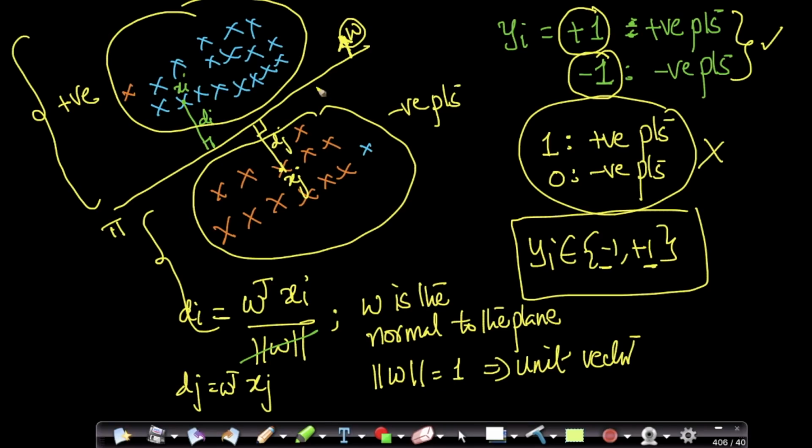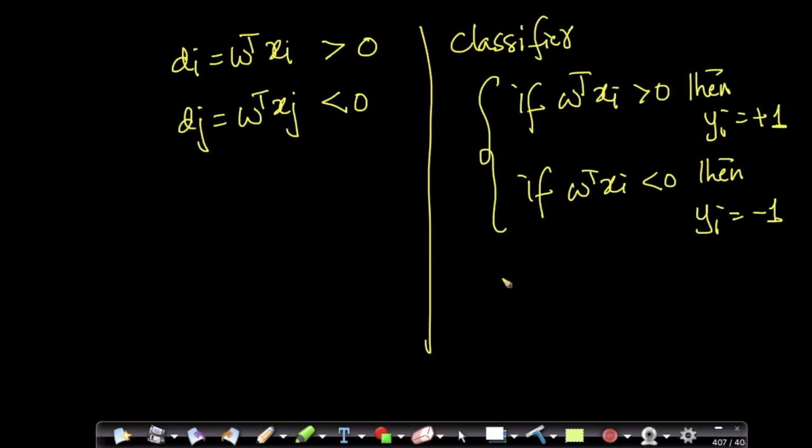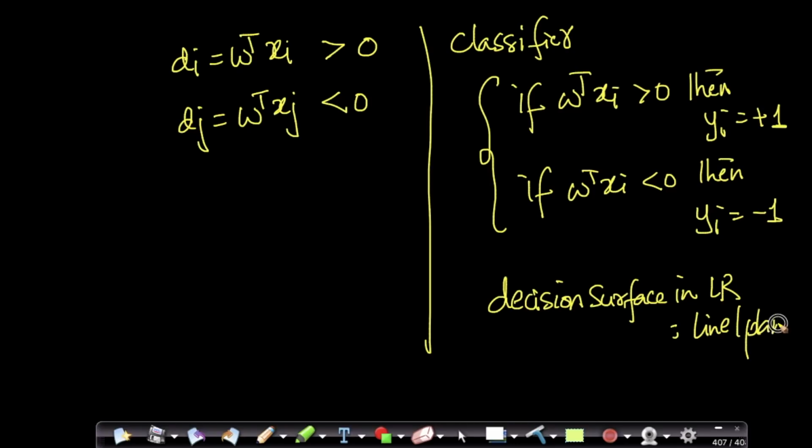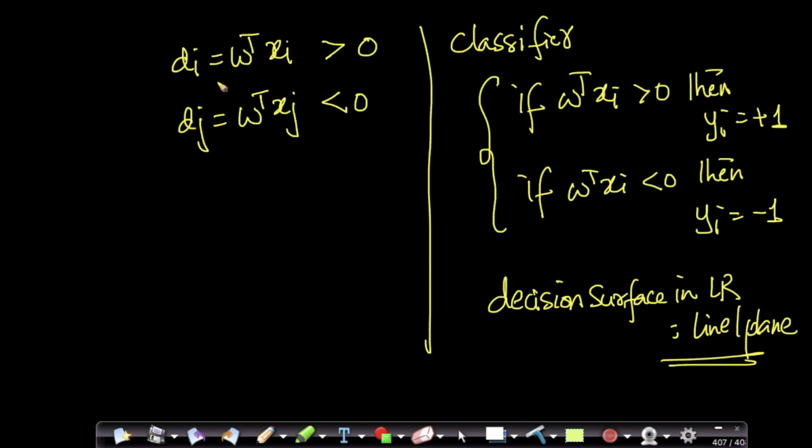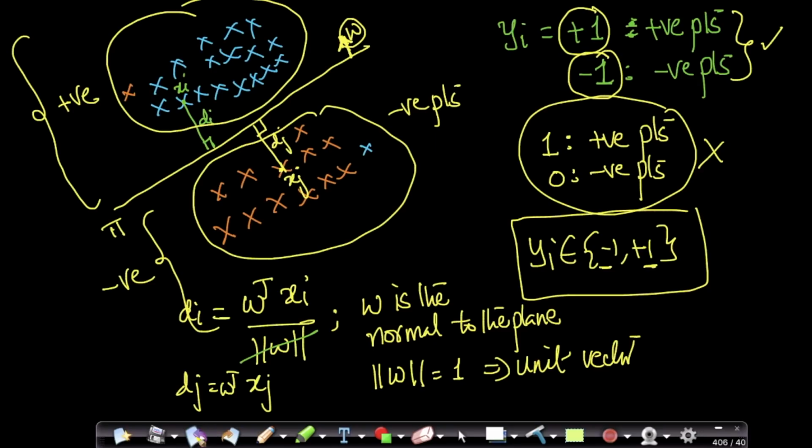I'll make these mistakes. But my decision surface, remember, my decision surface in logistic regression is a line or a plane. It's a linear surface. Because one side of it I'm calling positive points, the other side of it I'm calling negative points. Now comes the fun part. Now we said for all positive points, your yi equals +1. For all negative points, it is -1.